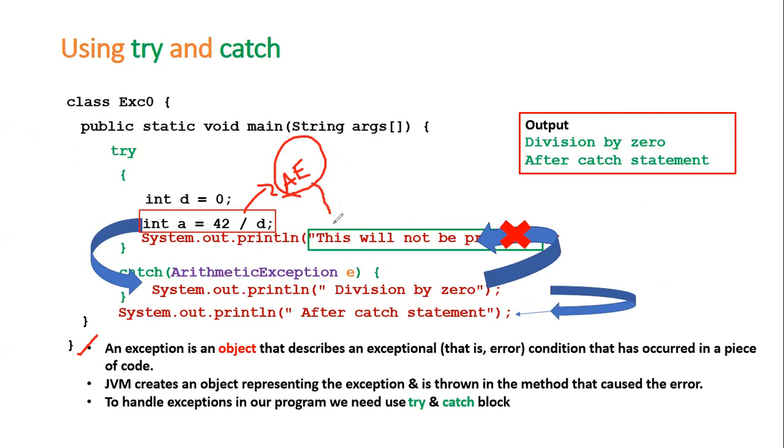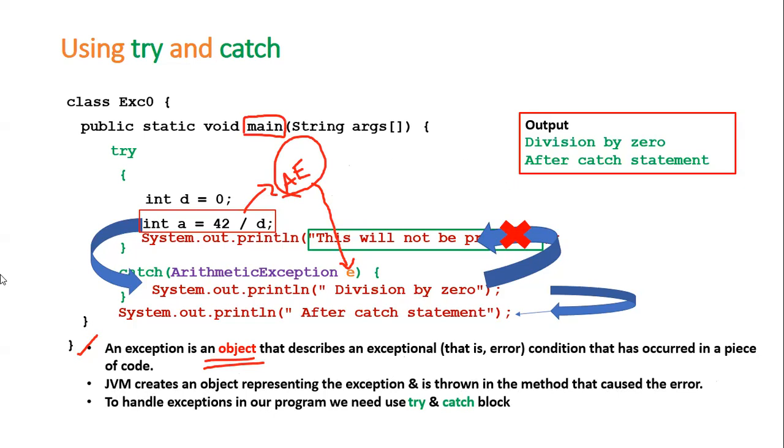So this object I'm passing to this variable called e. An exception is an object that describes an exceptional condition, so this object describes an exception called arithmetic exception, and I'm passing this object to the variable called e. The JVM creates an object representing the exception, and it's thrown in the method that caused the error. So this arithmetic exception is thrown out of this main method.